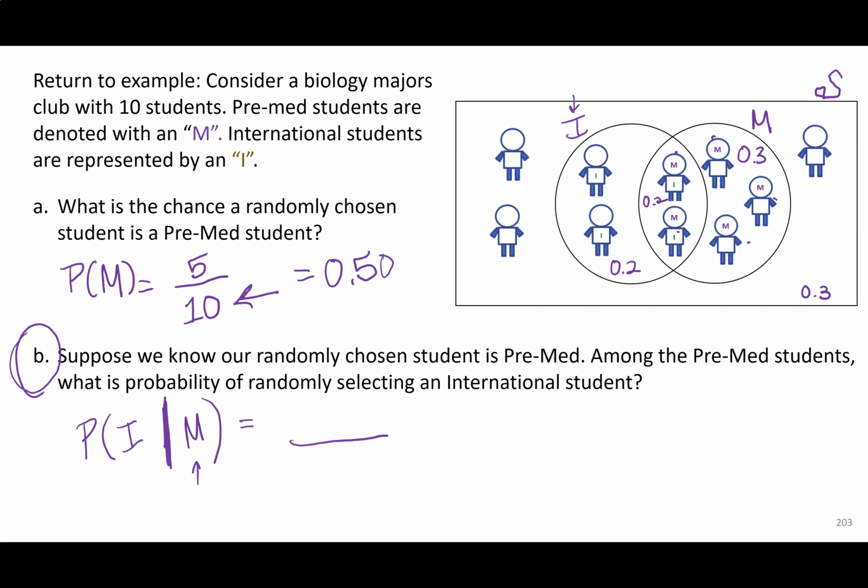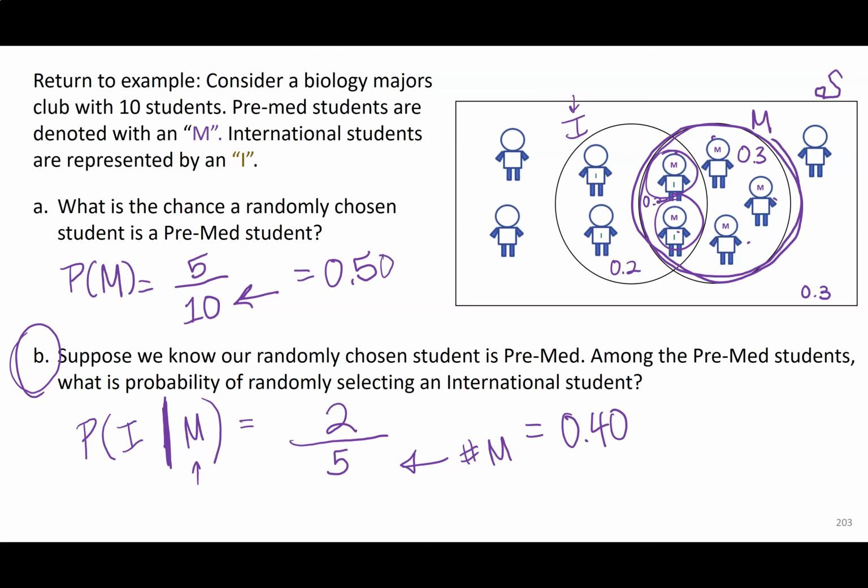So number of pre-med students. I'm going to count them up. There are 5 of them. So if I take these 5, how many of those students are international? 1, 2. So 2 out of 5. So 0.40. Or 40% chance. So if I know that I randomly selected a student and I also know that they were a pre-med student, there's a 40% chance that I also selected a student that was international.